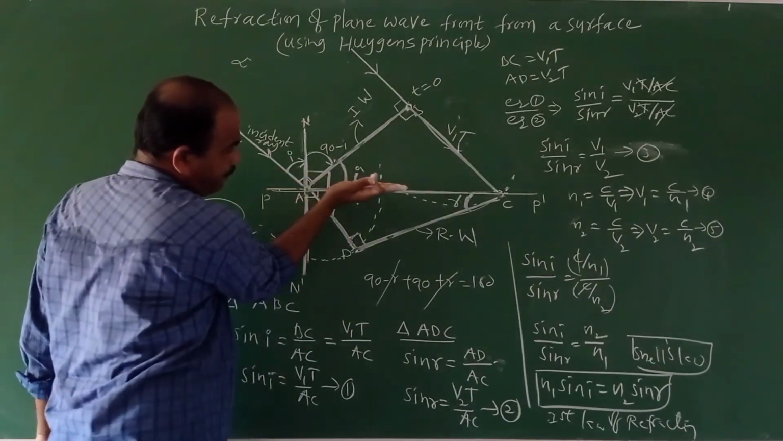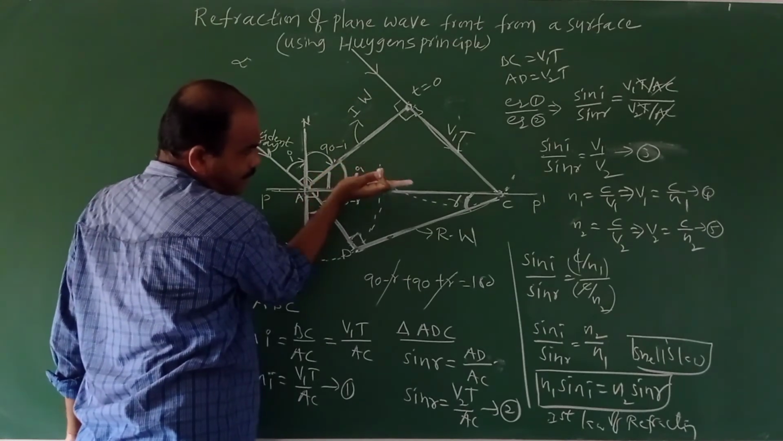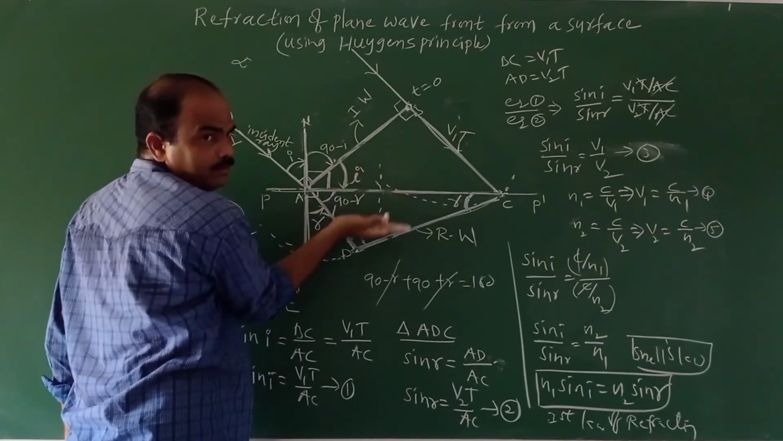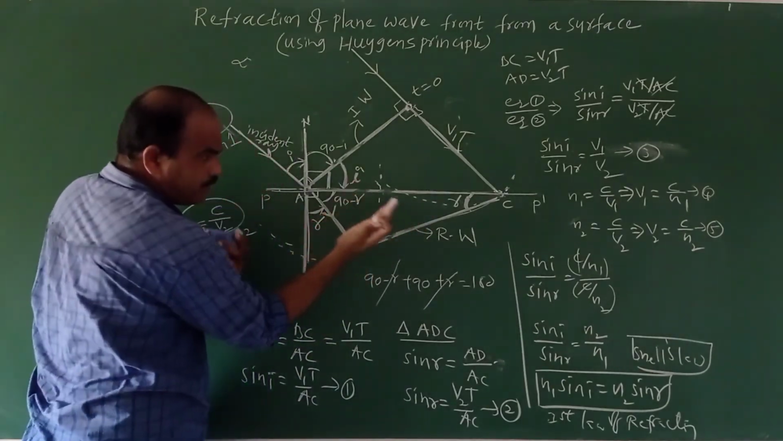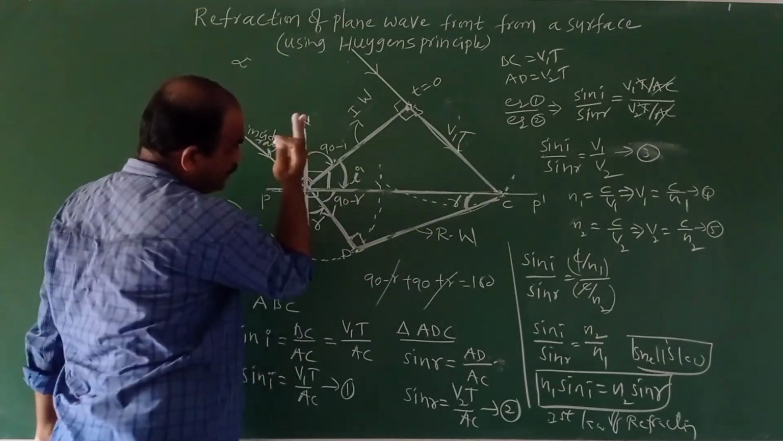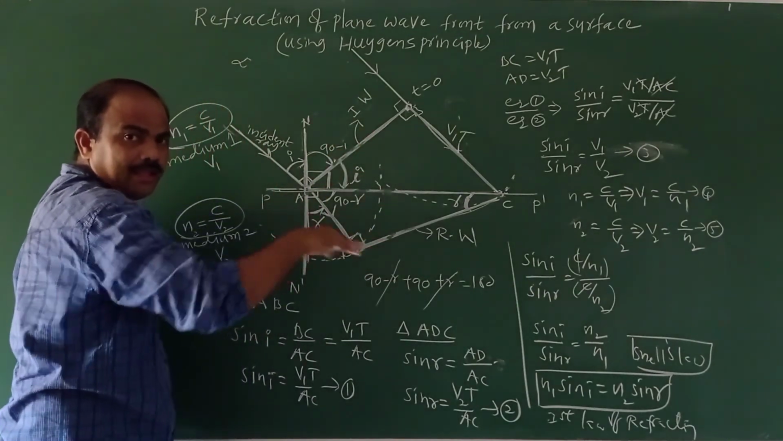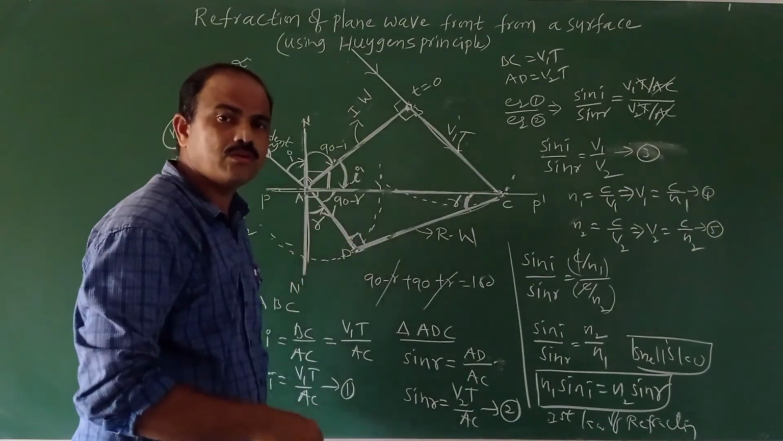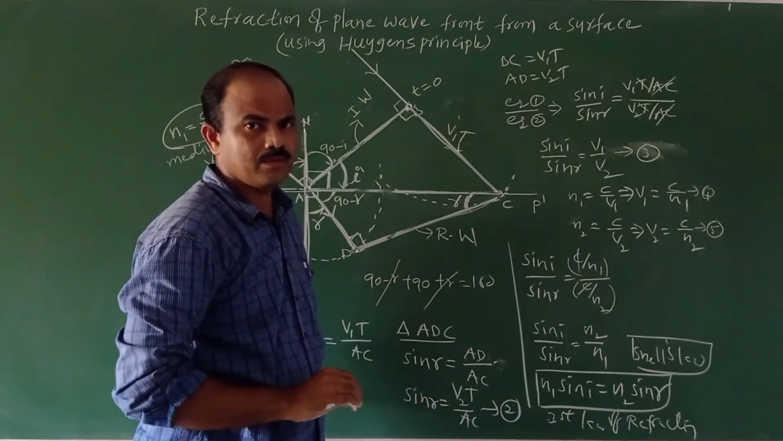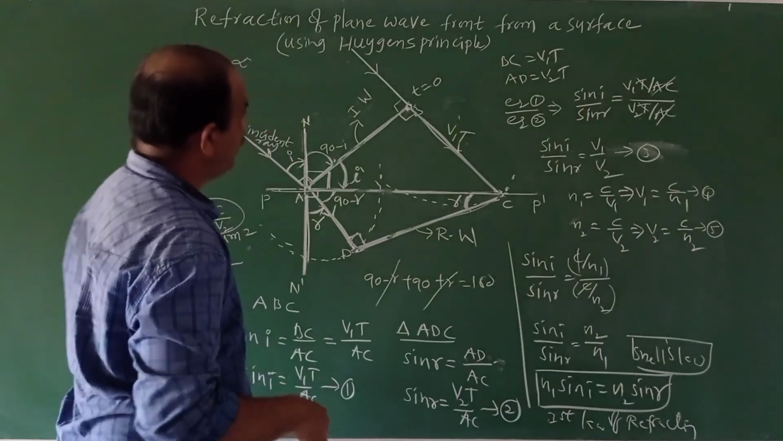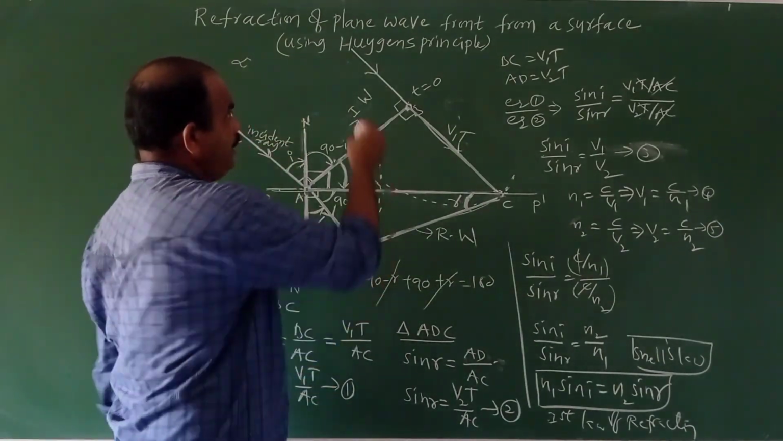This is the surface. The surface is also perpendicular to the board plane, this refracted wavefront is also perpendicular to the board plane, and this incident ray is also perpendicular to the board plane. They are all lying in the same plane. That is known as another law of refraction. In this way we can explain the refraction of the plane wavefront from a surface using Huygens principle.